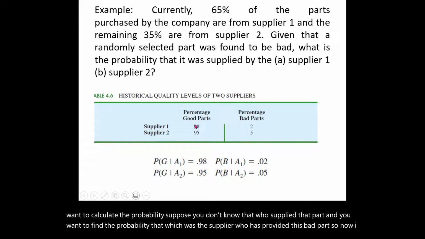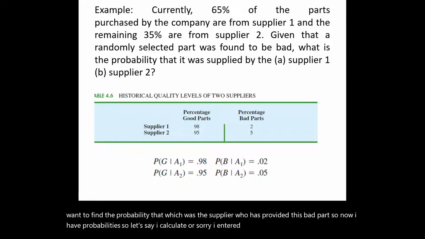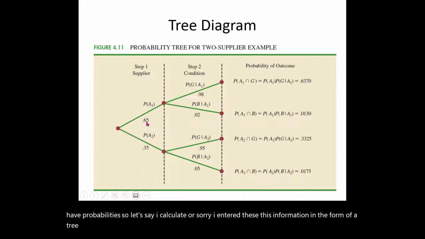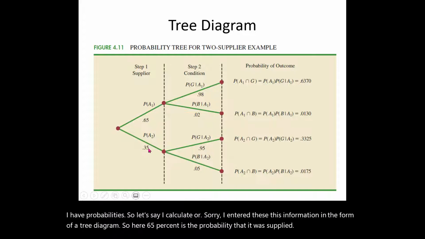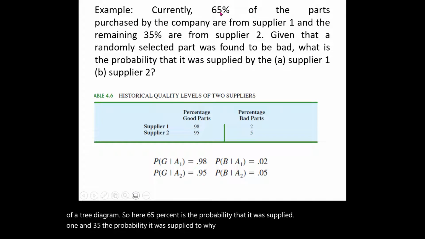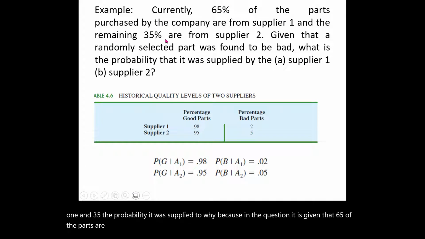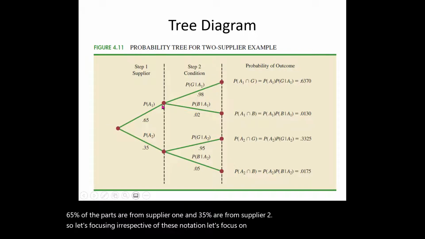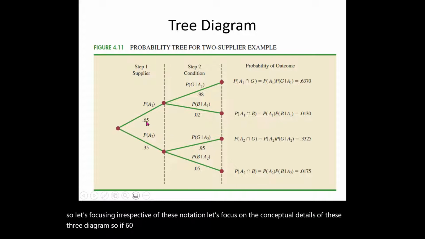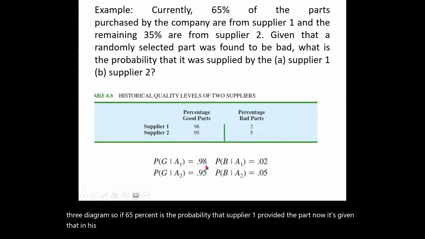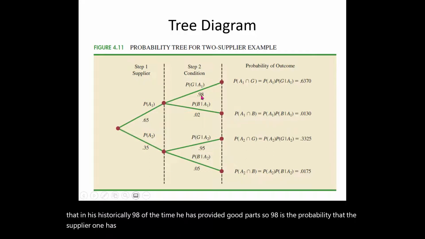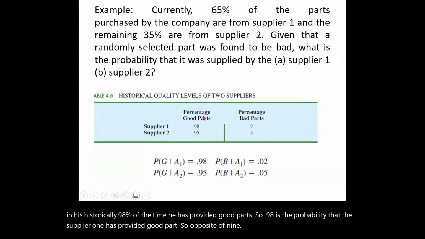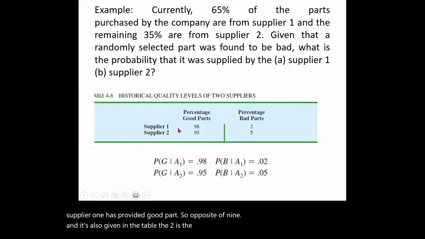So now I have probabilities. So let's say I enter this information in the form of a tree diagram. So here 65% is the probability that it was supplier 1 and 35% the probability it was supplier 2. Why? Because in the question it is given that 65% of the parts are from supplier 1 and 35% are from supplier 2. So irrespective of these notations, let's focus on the conceptual details of this tree diagram. So if 65% is the probability that supplier 1 provided the part, now it's given that historically 98% of the time he has provided good parts. So 0.98 is the probability that supplier 1 has provided a good part. So the opposite of 0.98 is 0.02. And it's also given in the table that 2% is the probability that supplier 1 provides a bad part.